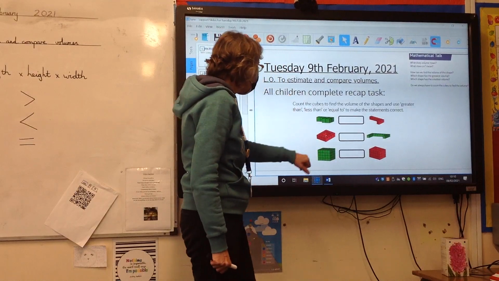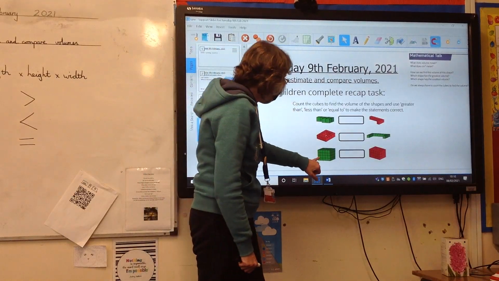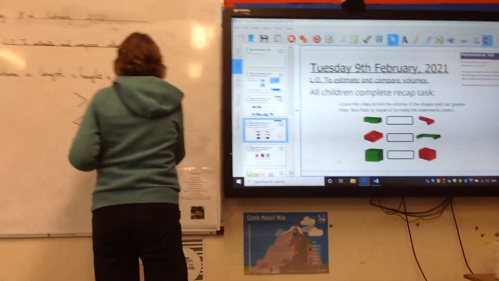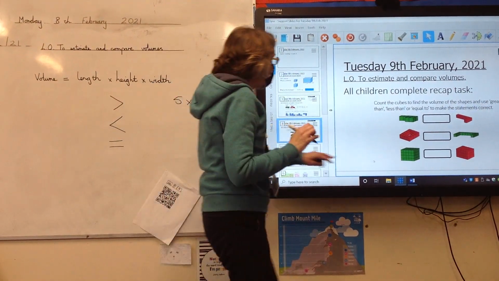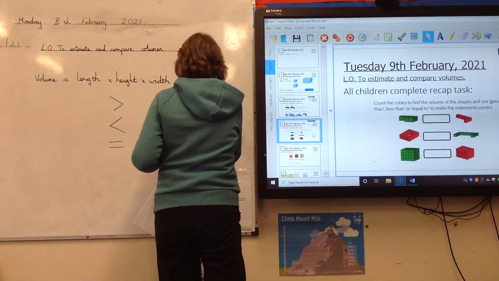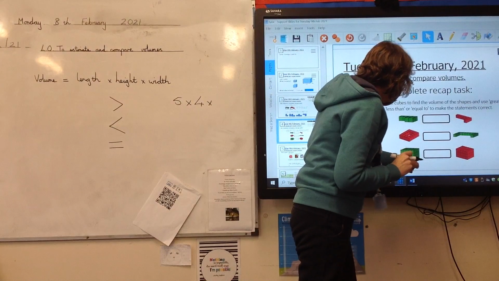Right, on this one, we can use our formula. You could count the cubes, but I will use the formula for that one, this nice big solid cube. So we've got 1, 2, 3, 4, 5, multiplied by the height, which is 1, 2, 3, 4, and then multiplied by the width, which is 1, 2, 3, 4.